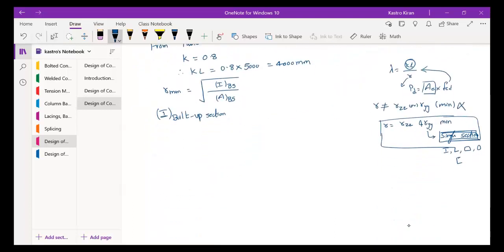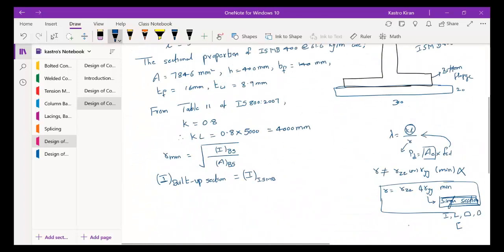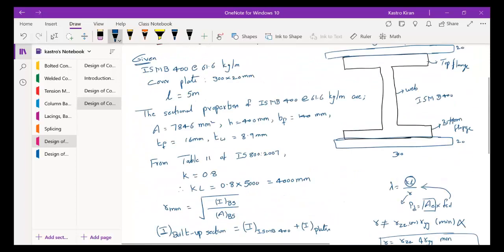How will you understand the moment of inertia of the built up section? It is actually the summation of the moment of inertia of the ISMB section, because this is the section which is given in the question, that is ISMB 400, right, plus the moment of inertia of plates. We also have plates, right? The two plates, one on top and one on bottom.